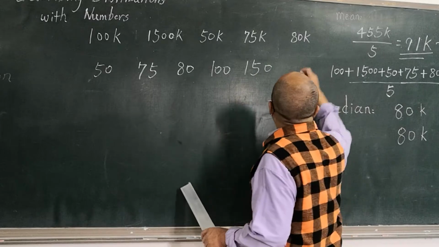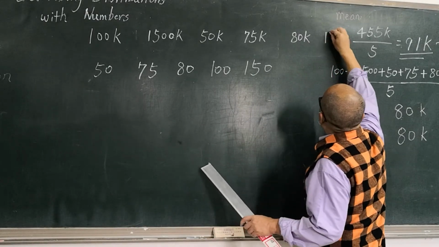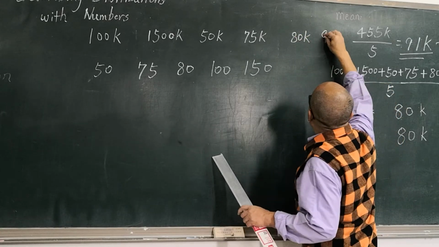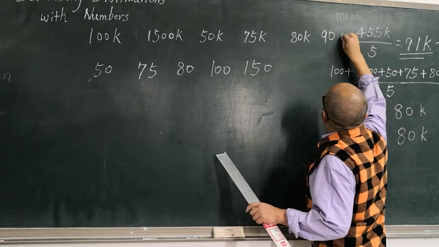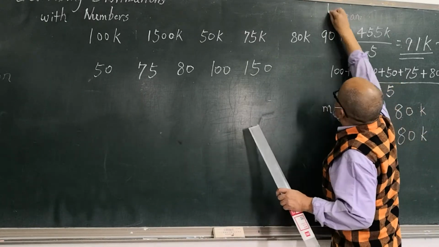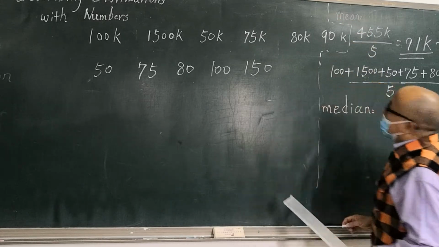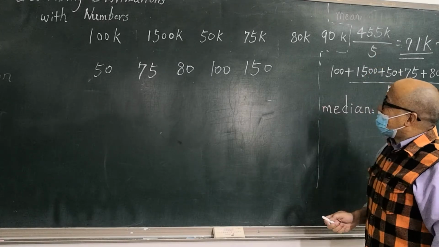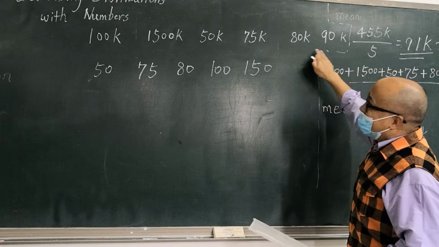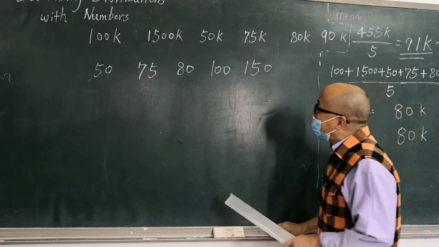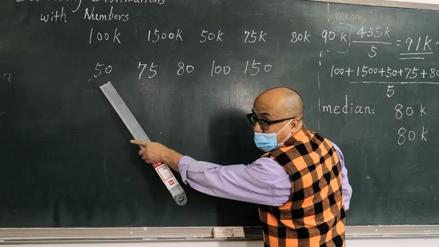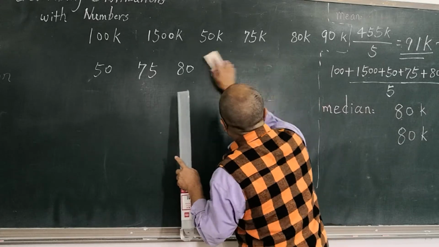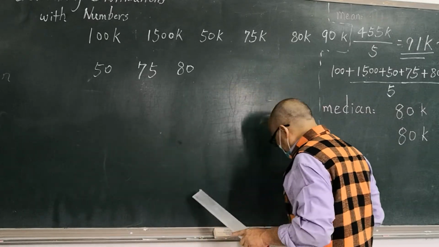So let's say here is one. How much do you want to make? 90K. Okay, 90K. In my notebook, I use this a lot too, so I know. So we sort these 6 numbers. 50 is still the smallest. 75 second, 80 and 90.